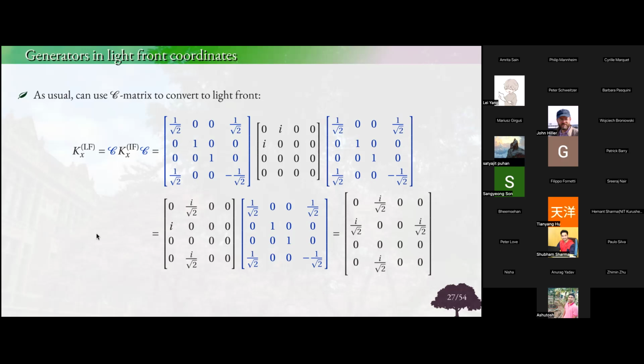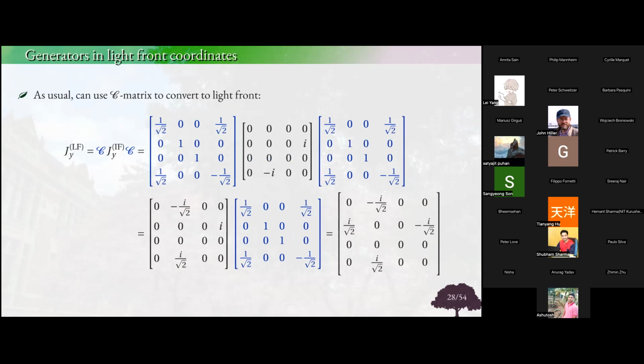This might look like a case of light front being a bit more complicated, or the 1 over square root of 2 convention being more complicated. But that's because this generator, this KX generator, actually isn't the ideal thing to use in the light front. We'll see things coming out a lot nicer very soon. And you can do something similar for the generator of rotations around the y-axis. You just multiply on both sides by the C matrix, work out the matrix algebra, and you turn a simple looking thing with two non-zero components into a more complicated looking thing with four non-zero components with some square roots of 2 everywhere.